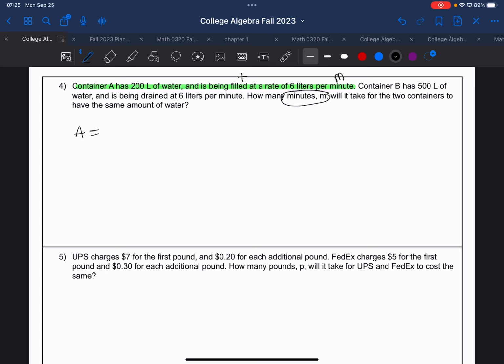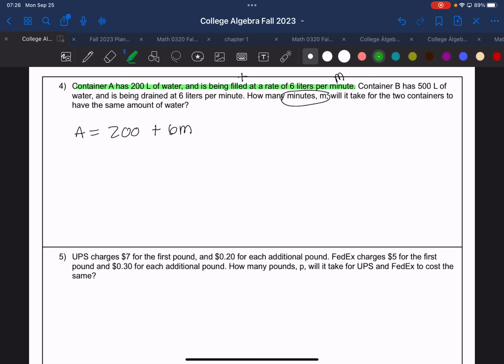So if I was to write my equation for container A, I would have A is equal to what? 200 plus 6m. Good, and we're just using m because they gave us that in there.